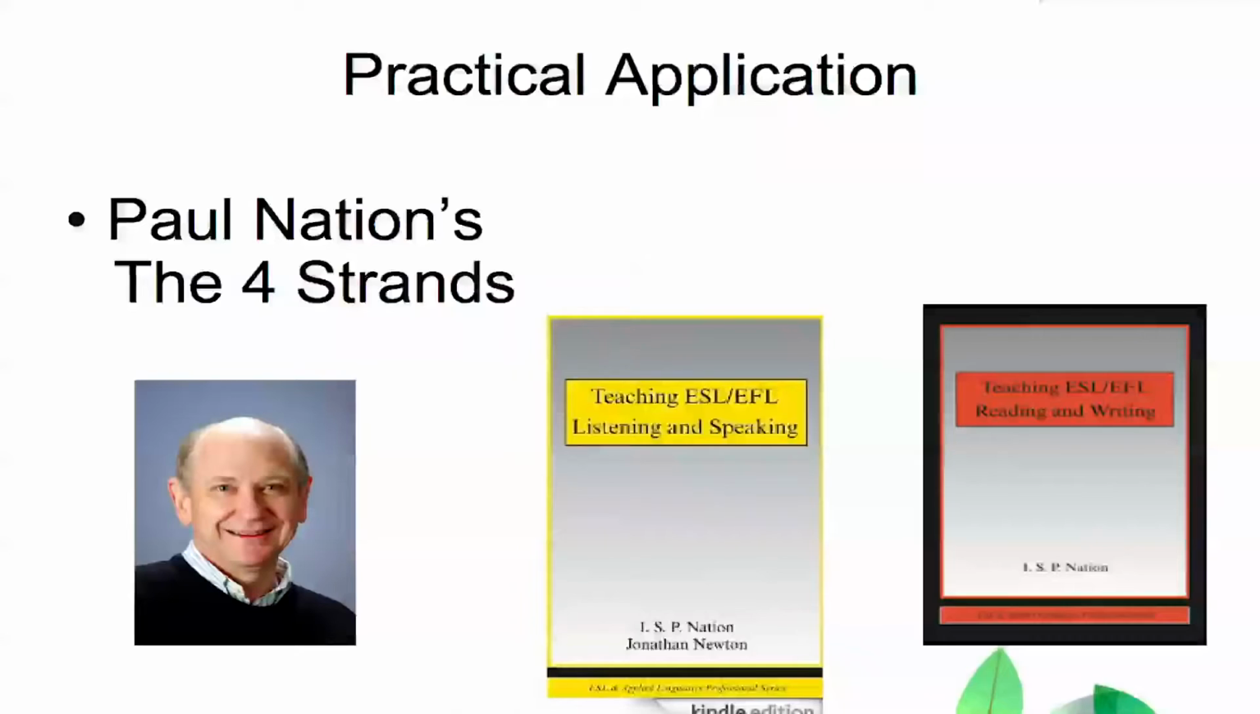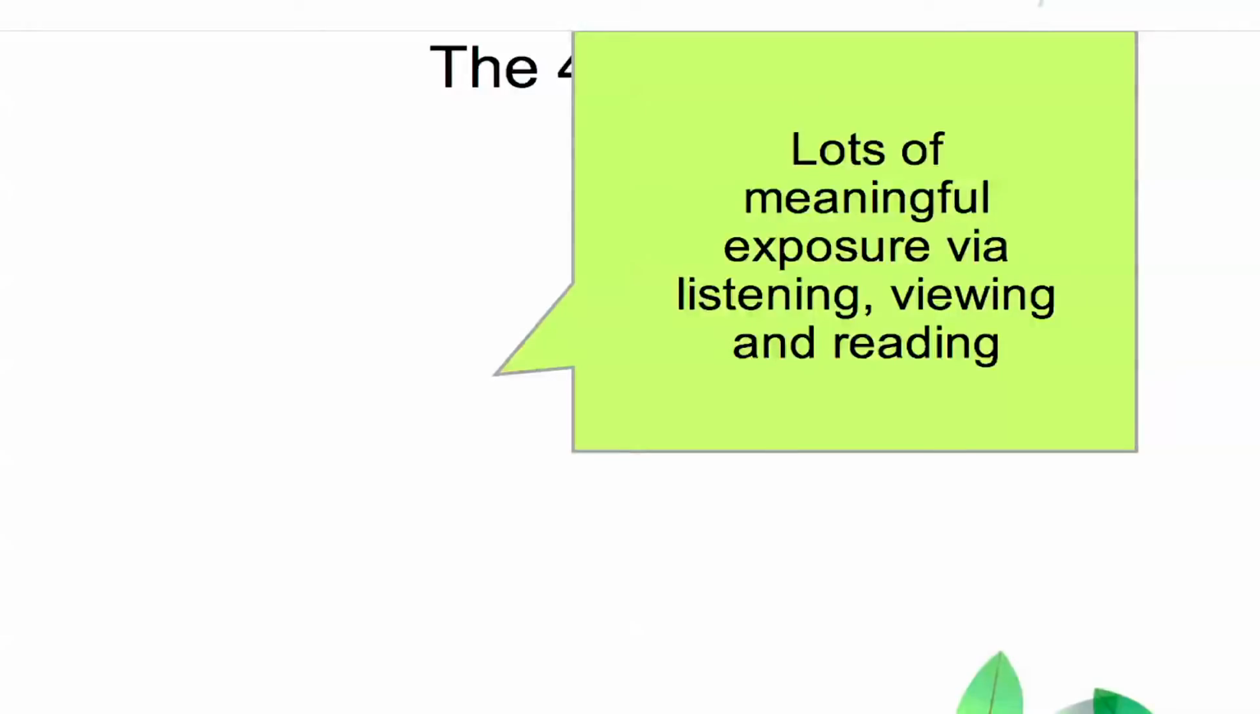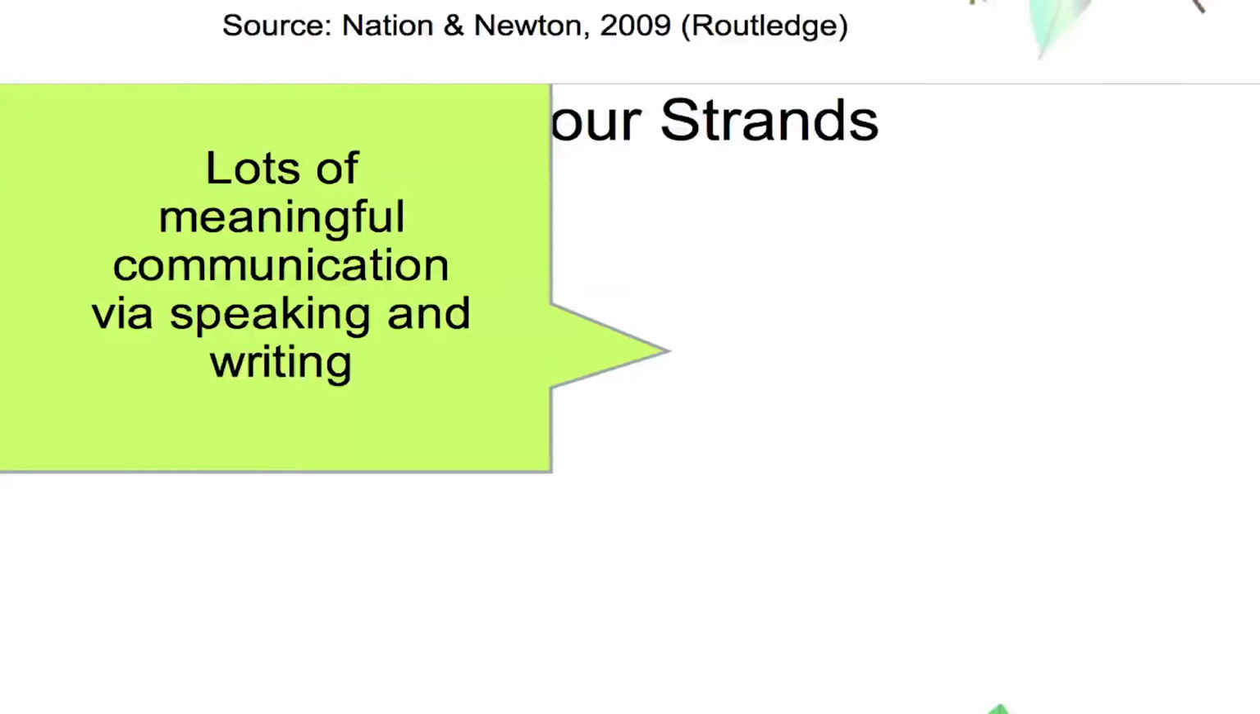Finally, practical applications. What I like about Paul Nation is he is very practical, he is very sensible, and he knows how to explain difficult concepts in simple ideas. He has come up with what is known as the four strands of a language program. In any successful language program, you need to have these four components running together. Number one is known as meaning-focused input. This is basically lots of meaningful exposure via listening, viewing, and reading. Number two, lots of meaningful communication via speaking and writing.